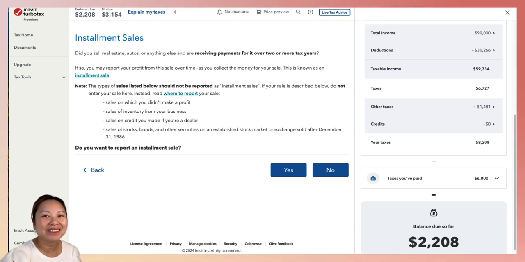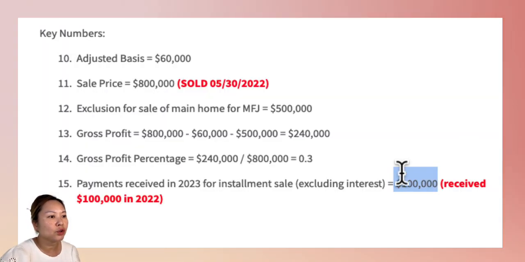Hi everyone, welcome back. Let's look at how we would enter into TurboTax for year 2 the payment and interest that we received. So we're going to change our numbers a little bit. We're going to assume that we sold the property on May 30th, 2022.